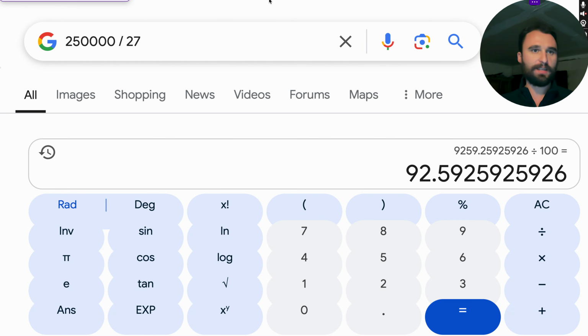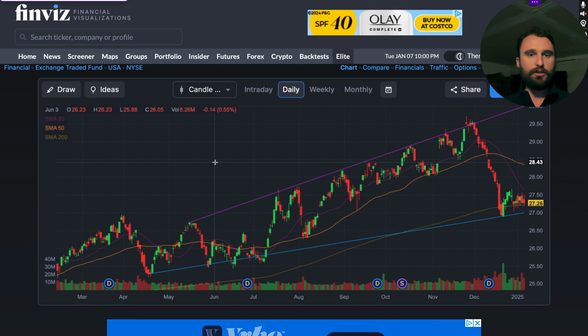Today I wanted to briefly discuss how much it would take to make $1,000 per month from the Schwab U.S. Dividend Equity ETF. First thing to look at here is this number, 250,000. We're going to start with that number and just play around with it.